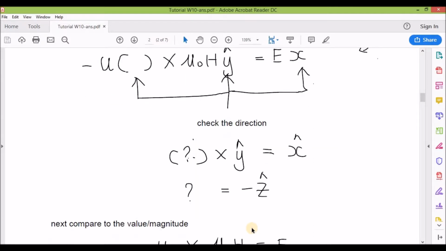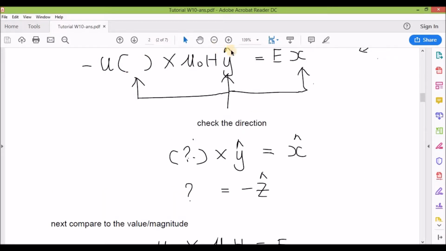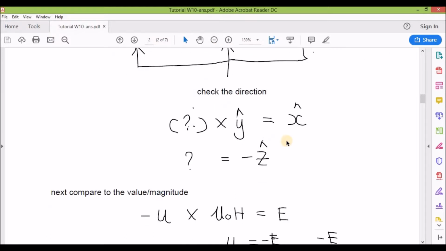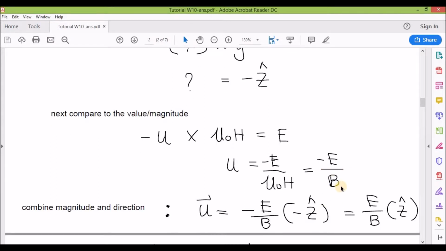Now let's look at what is the value. We compare the value or magnitude of the U. So now I eliminate this direction. I don't want to look at it. I just want to look at its value and magnitude. So this one will be the relationship. Question asks what is the velocity? So this one will be your velocity. So by dividing this one at the right side, I will get this one. So this one I use back the B. So this one will be the value of the velocity.